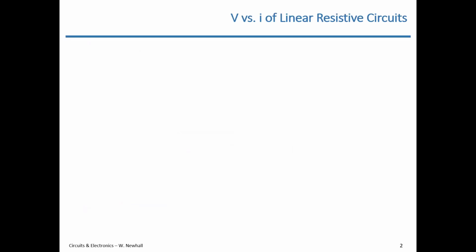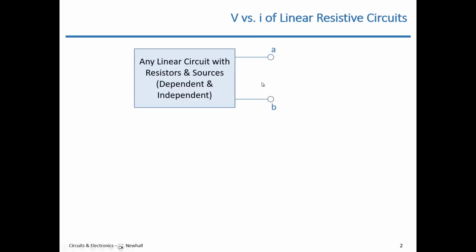So let's talk about V versus I of linear resistive circuits. So voltage versus current of linear resistive circuits. And here's what I mean by a linear resistive circuit. It is any linear circuit with resistors and sources, and those sources can be independent and dependent. Okay, so it doesn't matter.